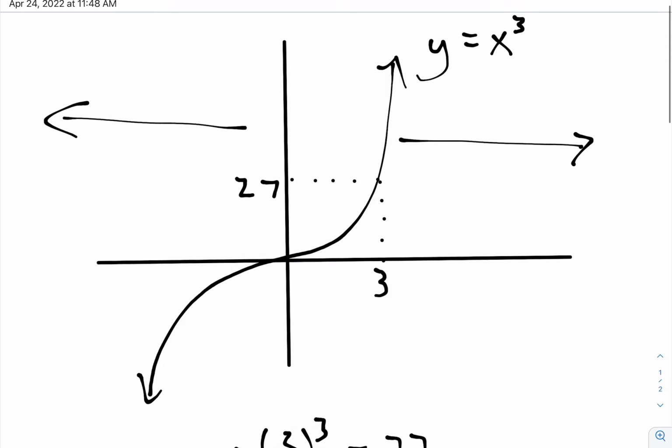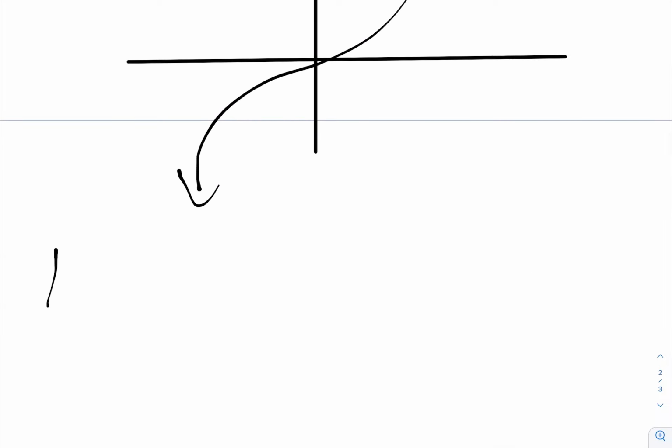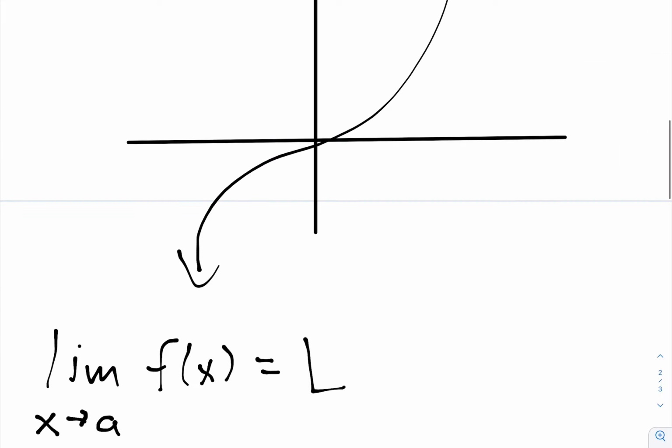But what is a limit? Well, let's take the same function, y equals x cubed. We've got our axes here, and our graph of x cubed. Let's say we were trying to find the limit, and we'll just call the function f of x. So the limit of f of x, which is x cubed, as x approaches a value a, is going to equal L, our limit.